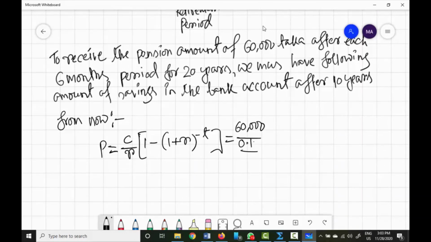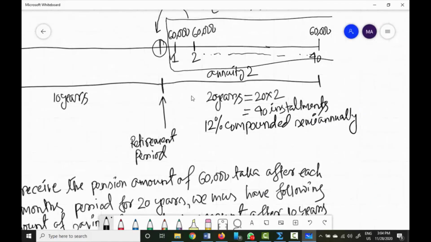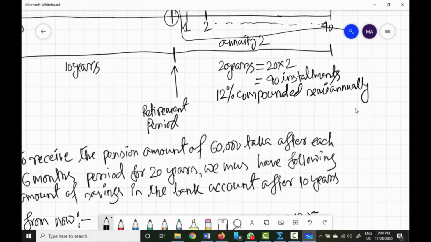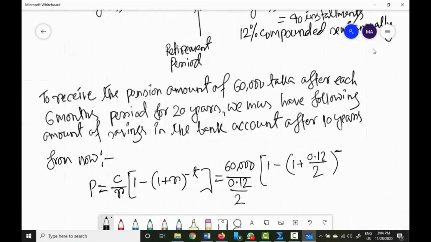So 12% is the annual rate. Compounded semi-annually means we will divide it by 2 to find the semi-annual rate. Then 1 minus 1 plus 0.12 divided by 2 power minus T. So how many cash flows are there? Total 40 cash flows or 40 installments. In annuity 2 we have a total of 40 installments. So here we will have minus 40.